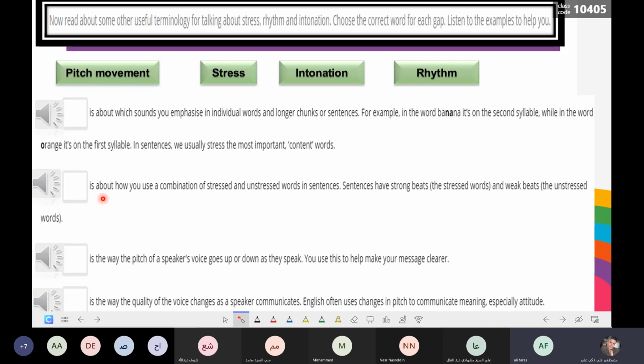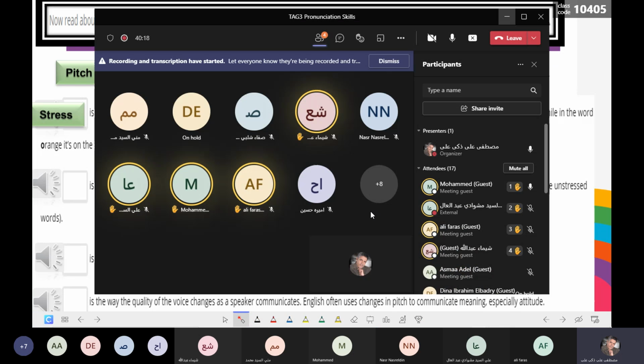Here we have a definition about how you use a combination of stressed and unstressed words in a sentence. Sentences have strong beats, the stressed words, and weak beats, the unstressed words. What do you think this definition is talking about? Is it intonation, rhythm, or pitch movement? Who's raising hands here? Would you like an orange or a banana?